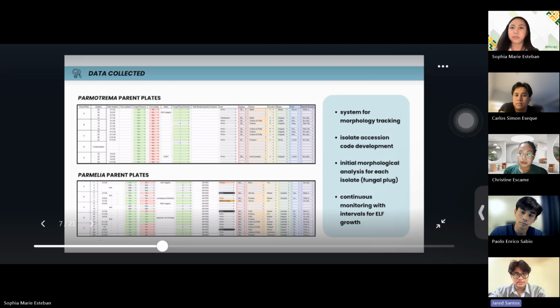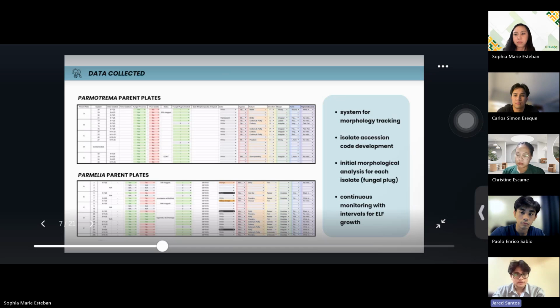Before we could proceed to storing and organizing our data, we first had to develop a system that allows us to easily identify which parent plate the subcultures came from, while simultaneously keeping track of their progress. Hence, we created an accession code for each subculture, using various iterations of letters and numbers, each being a specific identifier for which lichen genus a subculture came from, which parent plate, which explant, and the generation of the subculture, allowing us to trace our latest subcultures all the way to their plate of origin.